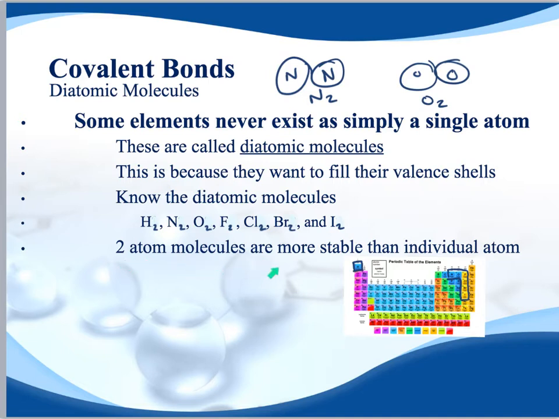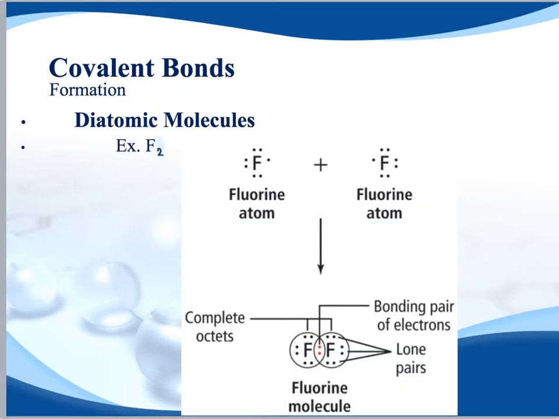If you're trying to remember which elements form diatomic molecules, I always think of it like an upside down Tetris piece and hydrogen up there. So 2 atom molecules are more stable than an individual atom. That's why these behave this way. If you were in the honors chemistry class, they would get into a lot more detail with this than we will, and that's okay. But essentially, what we're going to see happen here with fluorine. Why does fluorine form a diatomic molecule? Well, it's got 7 valence electrons around one fluorine and 7 valence electrons around another fluorine.